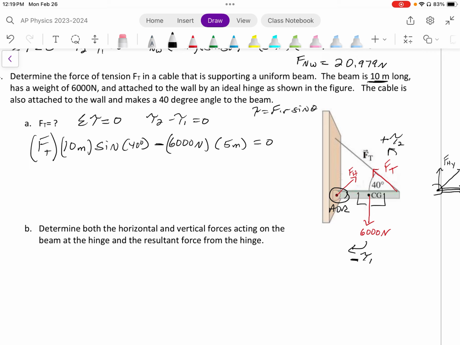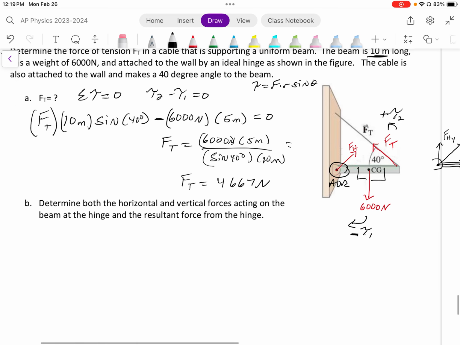So I don't actually need to break my tension and my force of the hinge into components to solve this part of the problem. I can rearrange that equation, make sure your calculator is in degree mode, and I will get force of tension is equal to 6,000 newtons times 5 meters, divided by sine of 40 degrees, and then 10 meters on the bottom. I'll be left with a Newton, and I'll find force of tension to be equal to 4,667 newtons, unless I did something wrong.